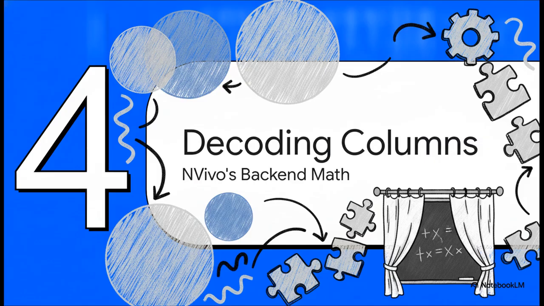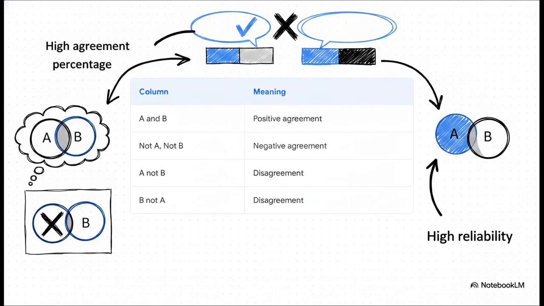Decoding the overlap columns. To solve this mathematical mystery, we have to peel back the curtain and look at the 4 coding overlap columns. NVivo looks at every single text segment and asks one simple thing. Did the coders apply the code? The A and B column is our positive agreement. You both coded it. But the not A and not B column is our negative agreement, meaning neither coder applied it.